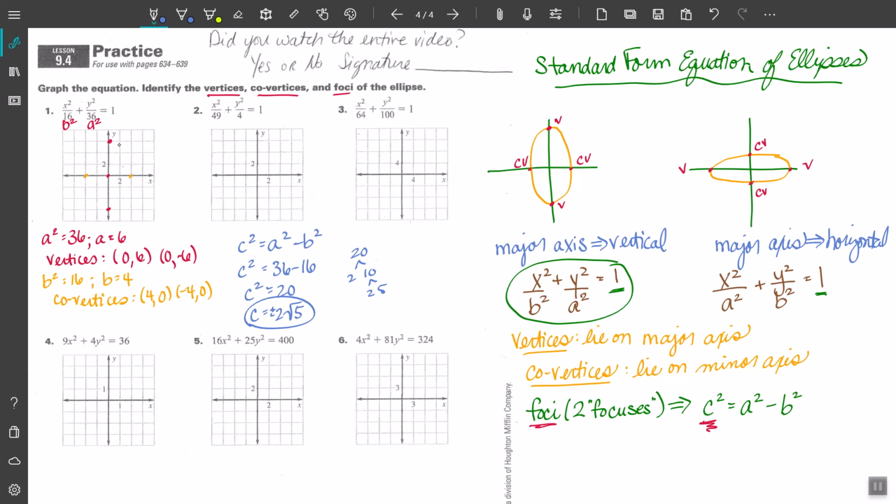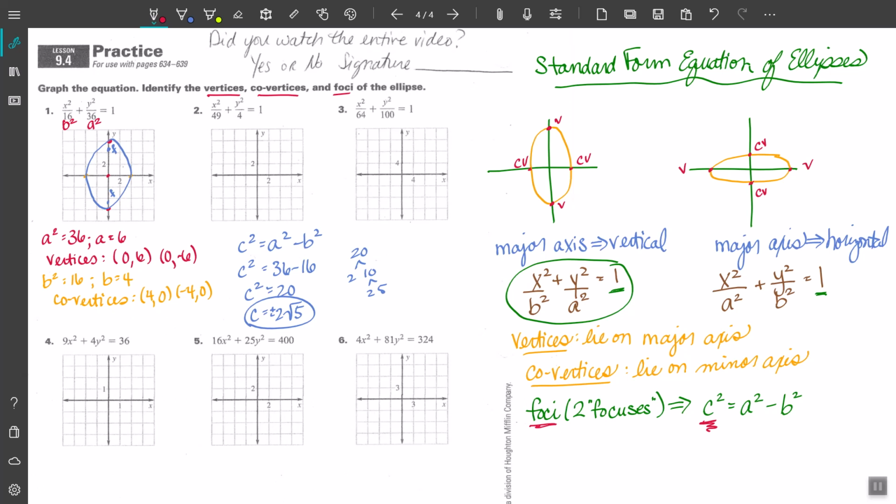Okay, and now I'm going to graph that by connecting my dots and as smooth of a circle as I'm able to do. And I'll plot in my foci. That says about 4, I think it's about 4.5, so I'm going to put that here. Label that with an F, and same here. Okay. All right. So let's move on and try another one.